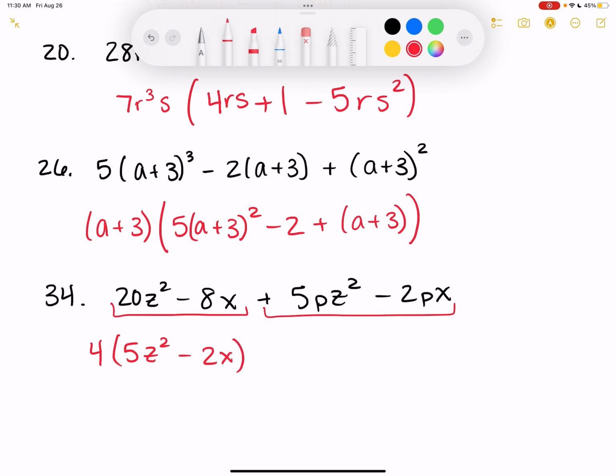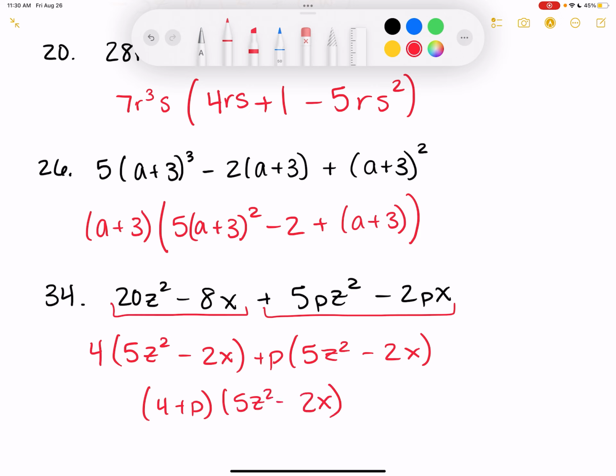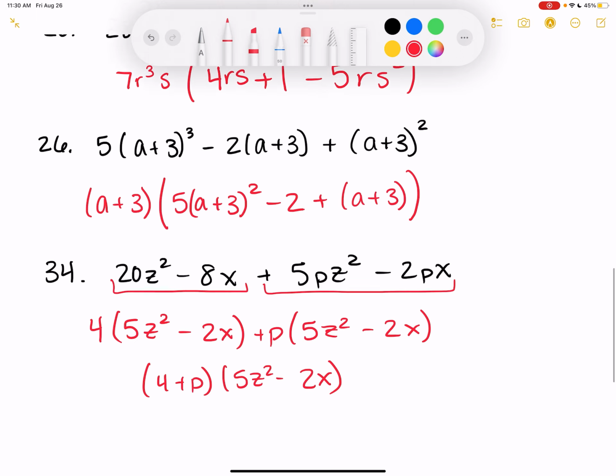The next one, you can take out a p. And you're left with 5z squared minus 2x. Now what? And then you just have 4 plus p and 5z squared minus 2x. That's your answer. I did it! I didn't fail.